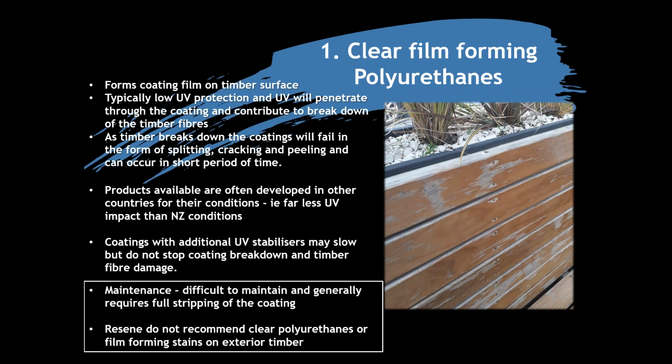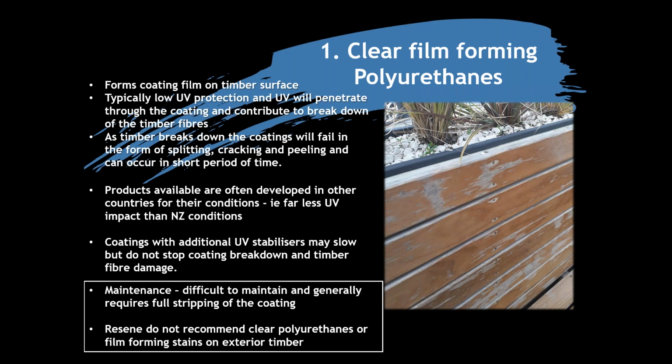Now, actually, I'll just point out as well before I start, we're not here to bag anyone's products. We're just talking about what we're required to deal with pretty much on a daily basis, and often the things that we go out and look at. There's a whole range of products here, and we're not here to slate anyone's products. But what happens is, with low UV protection, the timber breaks down and the coatings will fail fairly quickly. And once the coating starts failing, it's splitting, cracking, peeling, and it can happen in a really short period of time. The image on the right there is a really common thing for us to see.